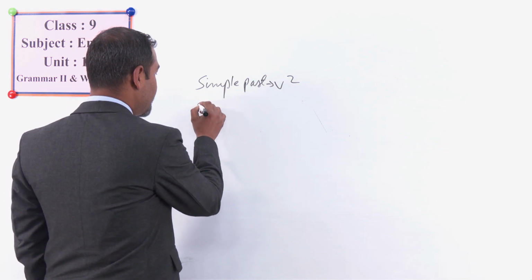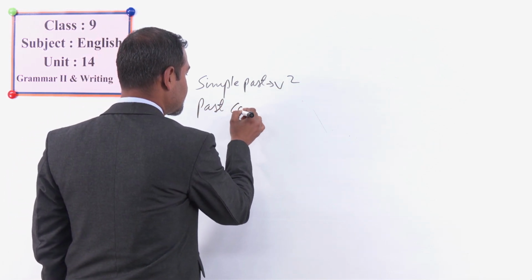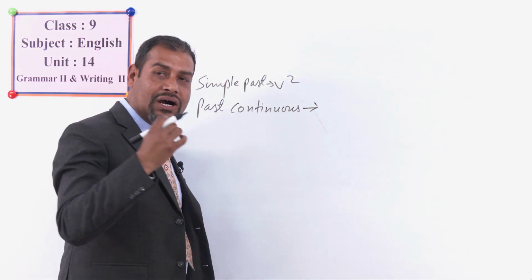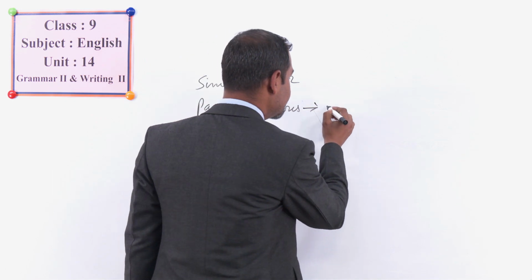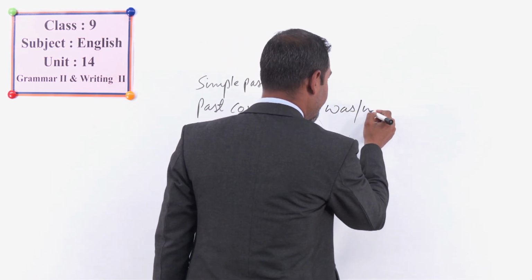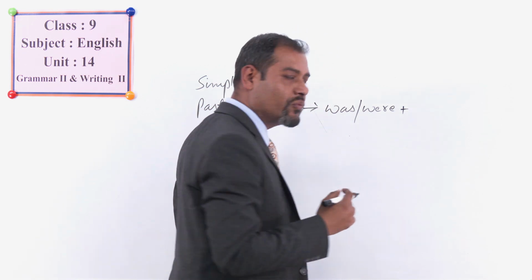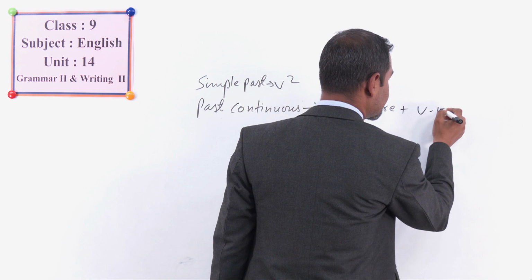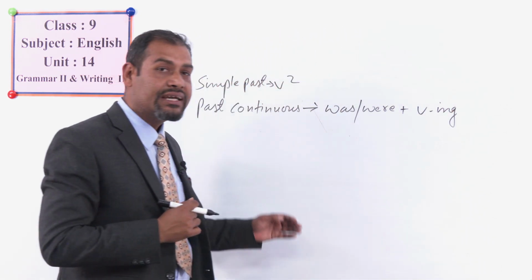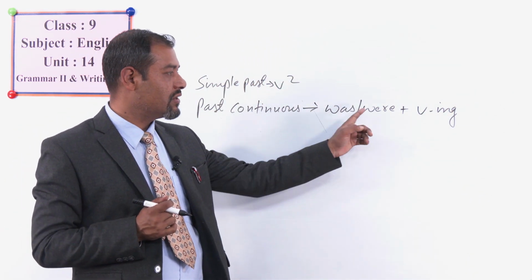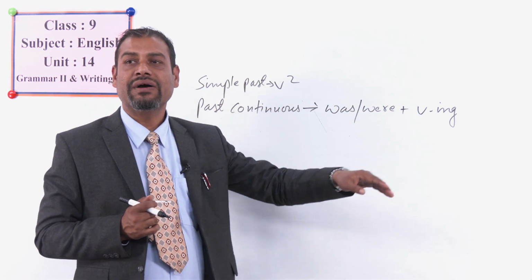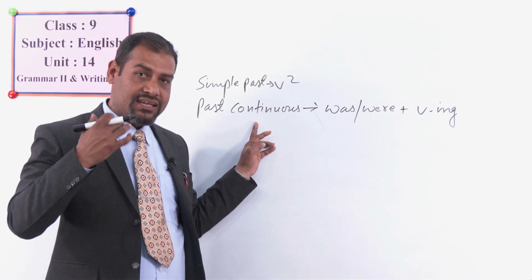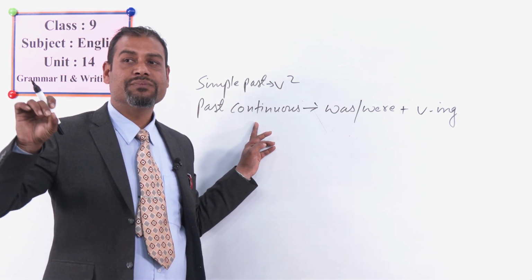Yes, good job. Past continuous, P-A-S-T past, C-O-N-T-I-N-U-O-U-S continuous. So what is the structure for it? Yes, it is was, or there can be were, and then plus we have present participle. Present participle means simply you can say verb plus ing. Okay. See, if we have this structure, was or were plus verb ing, present participle, then you have to understand that it is past continuous tense, and later I will tell you where we have to use this particular aspect.